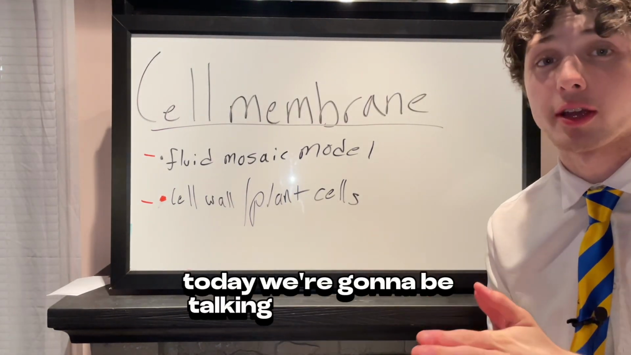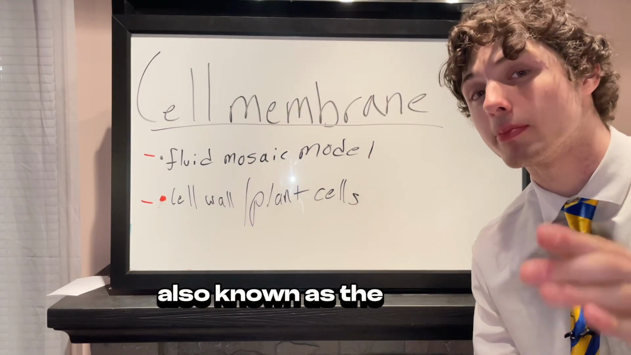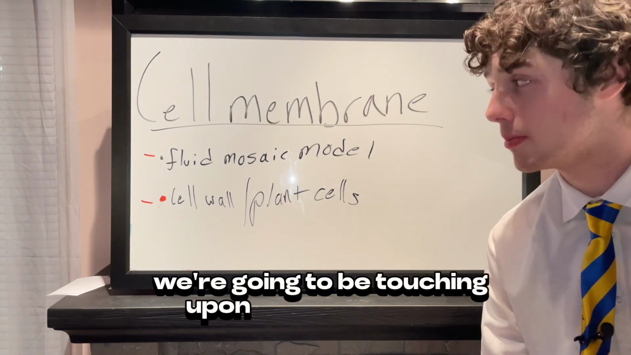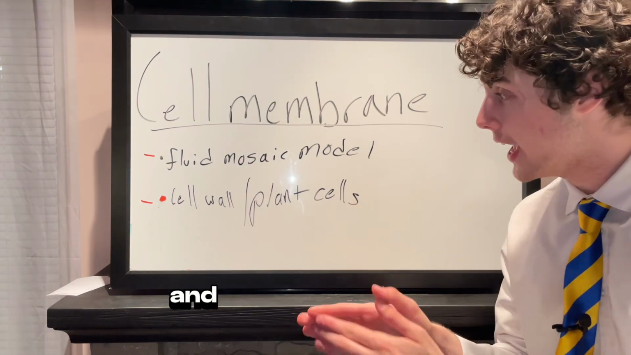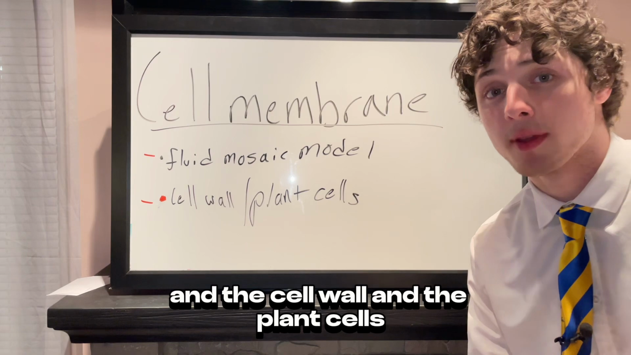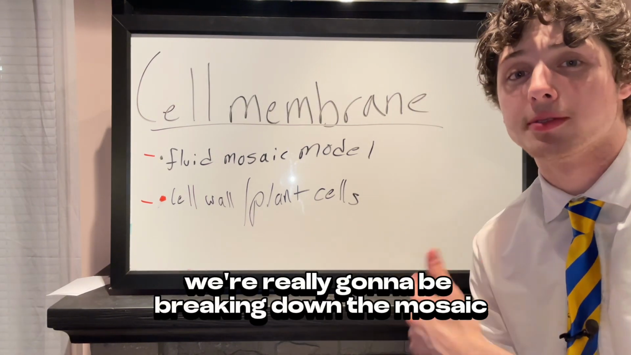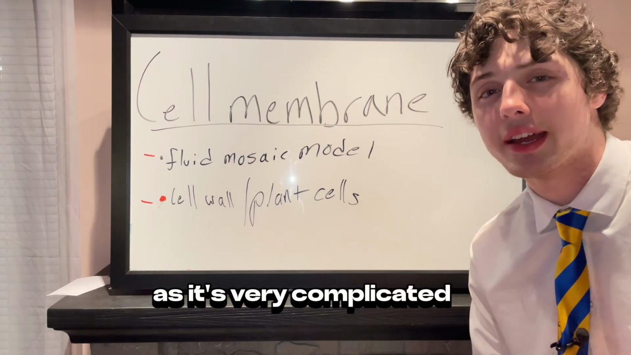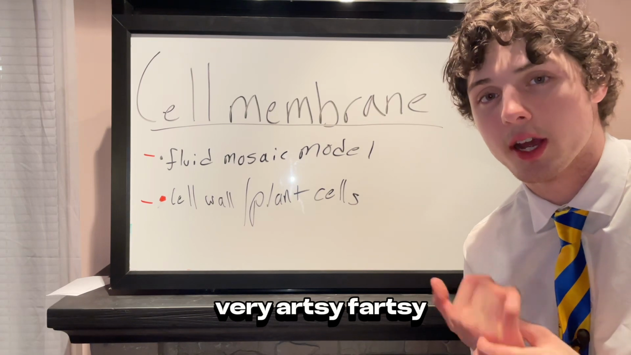Today we're going to be talking about the cell membrane, also known as the plasma membrane. We're going to be touching upon the fluid mosaic model and the cell wall in plant cells. We're really going to be breaking down the mosaic model, as it's very complicated, a lot of colors, very artsy-fartsy. We're going to break it down.